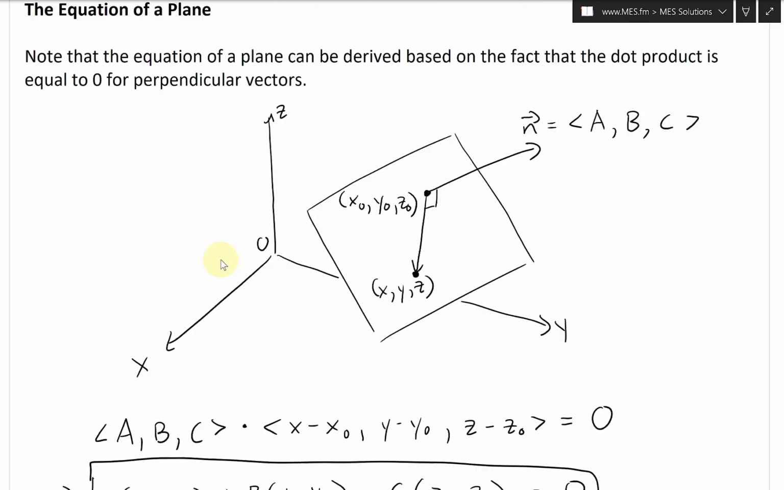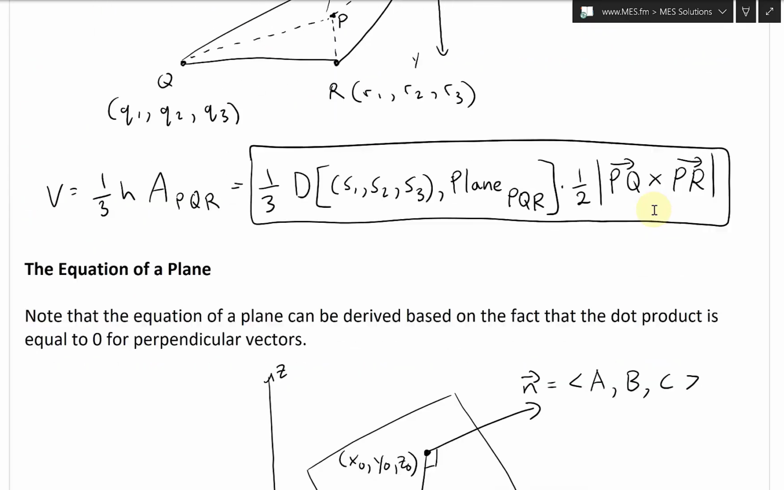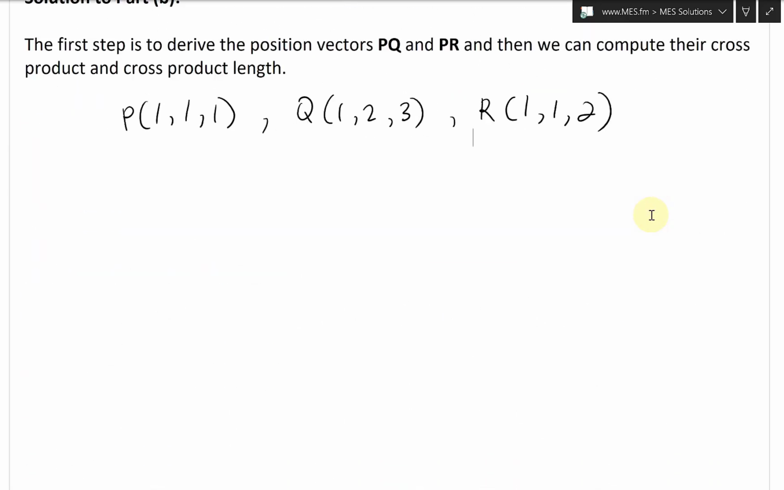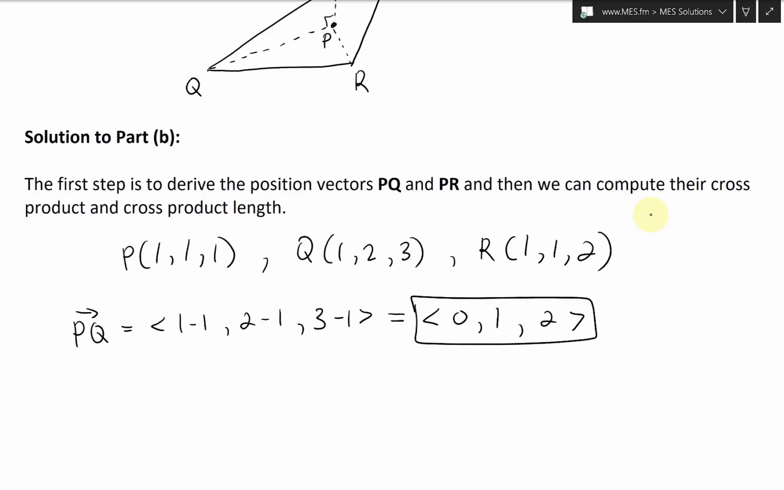So let's just double check that. And double check it is 1, 1, 1, 1, 2, 3, 1, 1, 2. All right. So that's what we have. And the position vector PQ is just the difference Q minus P. So we're going to write this in vector form, with the angle brackets. So 1 minus 1, 2 minus 1, and then 3 minus 1. Like that. And now this equals 1 minus 1 is 0, 2 minus 1 is 1, 3 minus 1 is 2. That's the position vector for PQ.